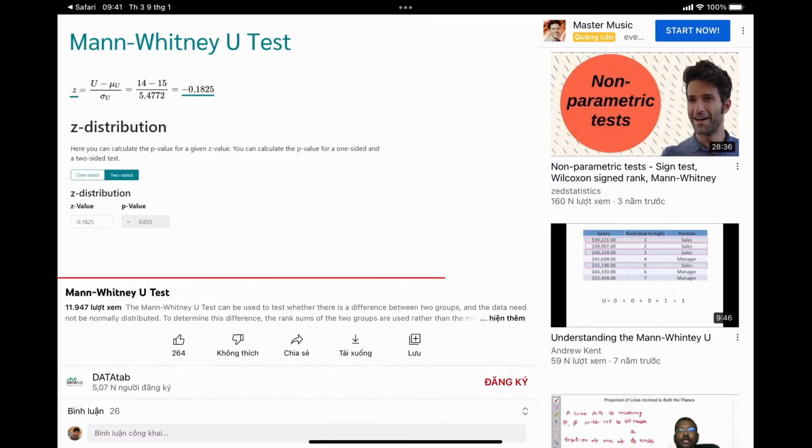In order to do this, we can simply go to datatab.net or use any other calculator that calculates the p-value for a given z-value. We now only need to enter the z-value of minus 0.1825 and then we get the p-value of 0.855.